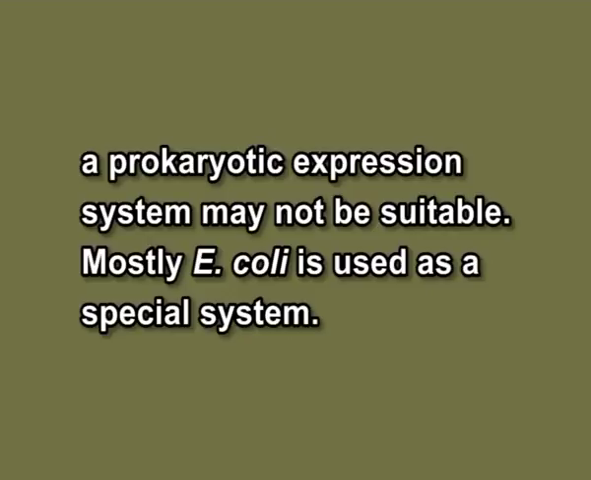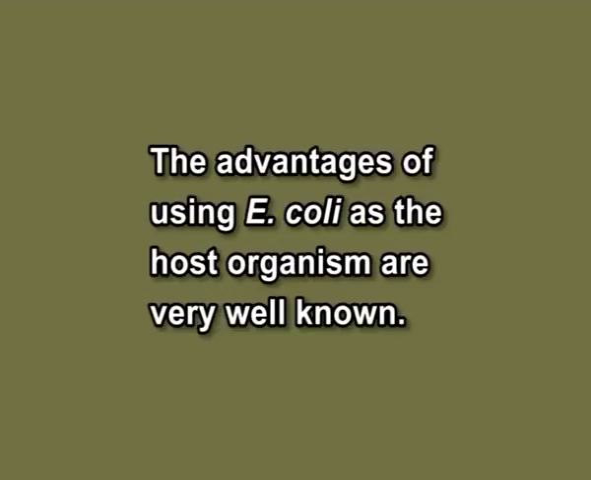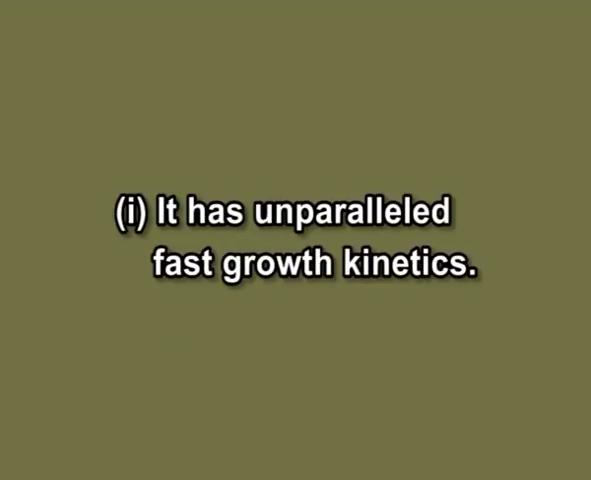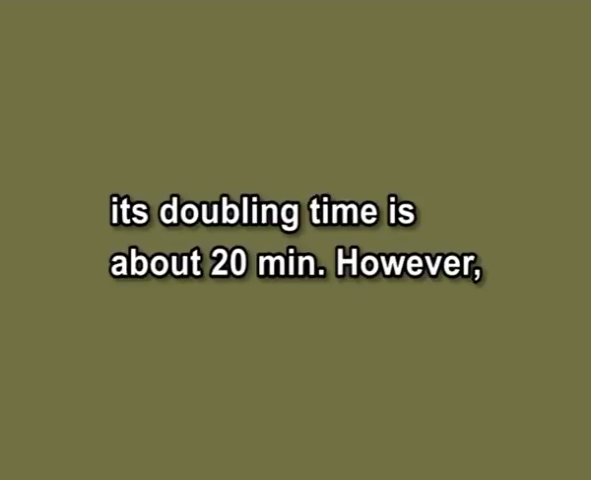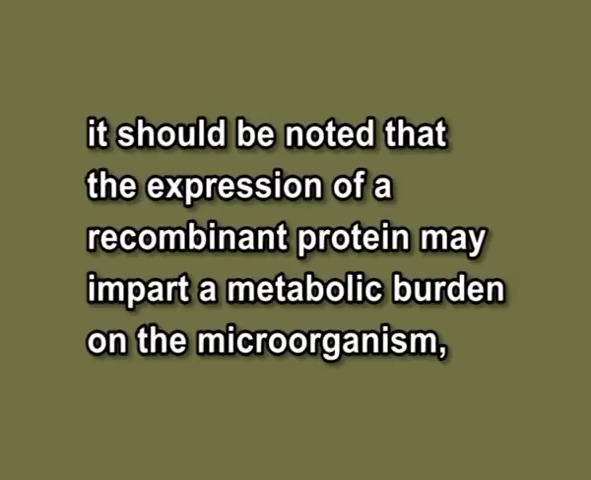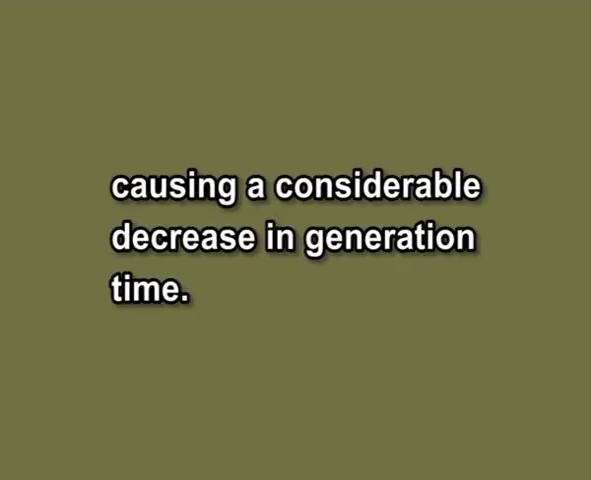Mostly E. coli is used as an expression system. The advantages of using E. coli as the host organism are very well known. It has unparalleled fast growth kinetics in glucose salt media, given the optimal environmental conditions. Its doubling time is about 20 minutes. However, it should be noted that the expression of a recombinant protein may impart a metabolic burden on the microorganism, causing a considerable decrease in generation time.